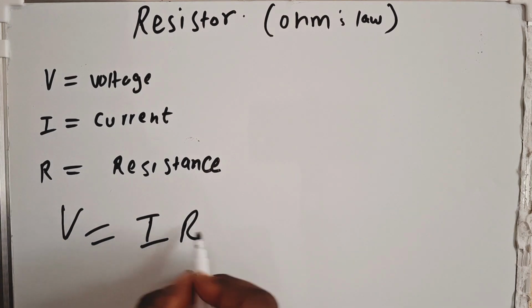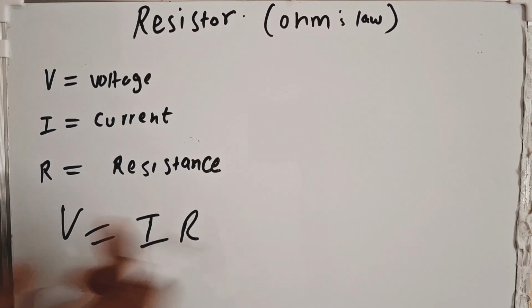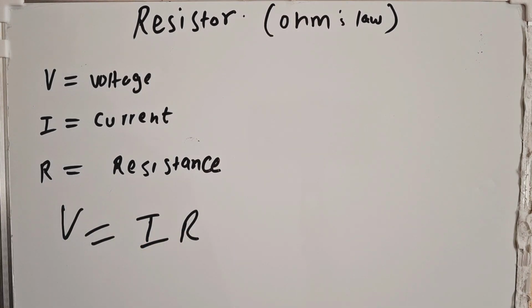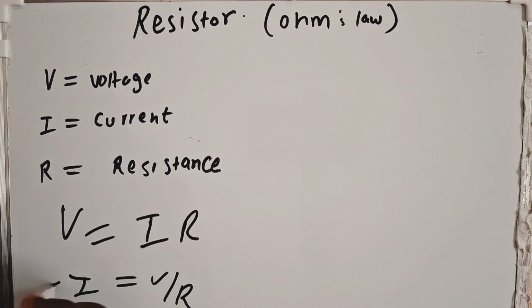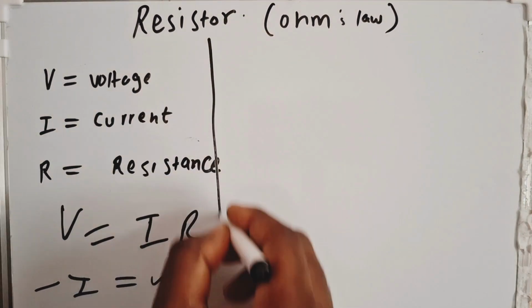If you have any two of these, you'll find the value of the other. If we were to find current, we'll have I equals V over R. If we were to find the resistance, it's going to be R equals V over I. As you can see, these two are proportional to each other. When one goes up, the other goes down. When the other goes down, the one goes up. And we measure resistance in ohms.